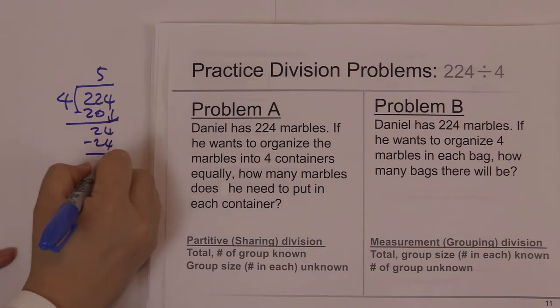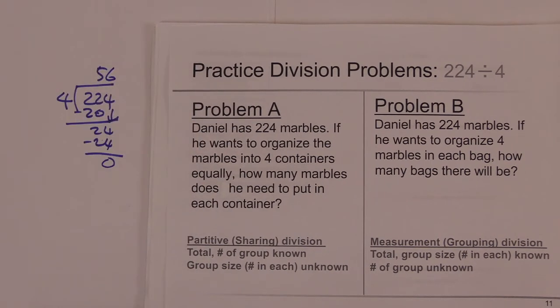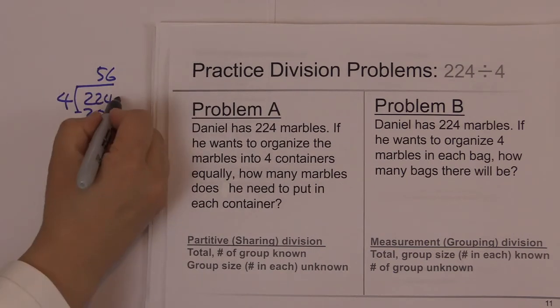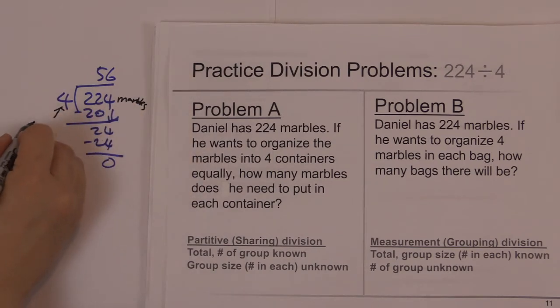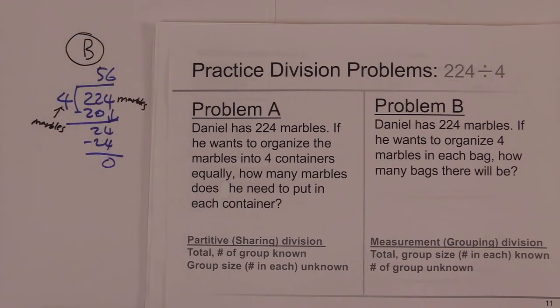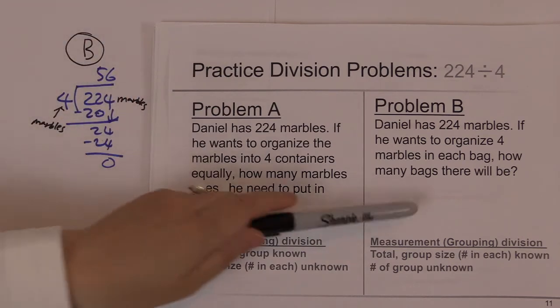Process is the same. So this is what we are doing for division problem. But let's talk about the unit. This is 224 marbles and 4 marbles. Problem B. So that's the problem B here.